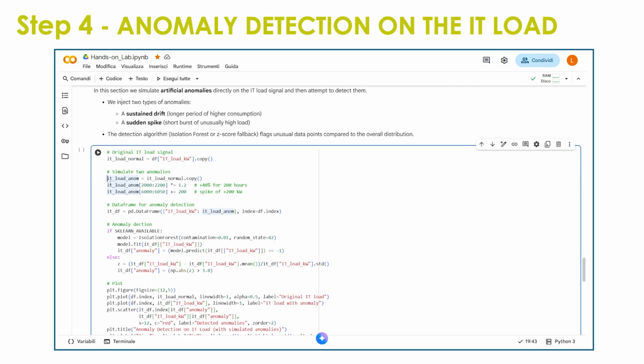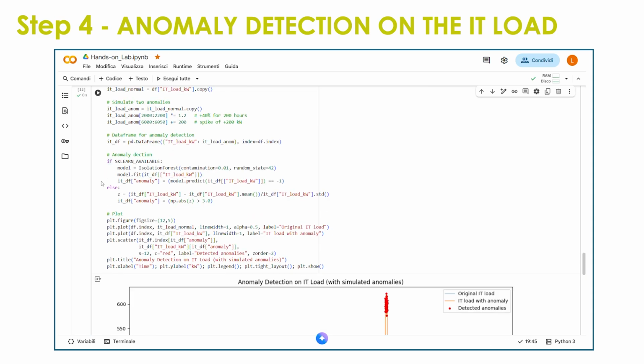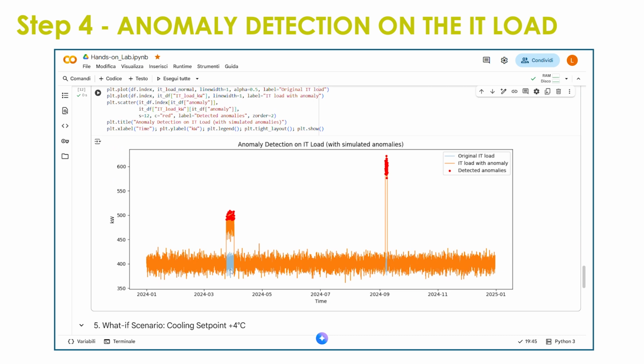So we create a new vector, the IT load anomaly, and we suppose that we have a raise of 20% for 200 hours and a spike of 200 kilowatts for 50 hours. By running the plot, we can see in blue the original IT load, which is quite constant over time, and then we can see the anomalies. We have the anomaly for the longer period, smaller in amplitude, and then we can see the spike of 200 kilowatts. We ran the anomaly detection using the isolation forest, and as we can see, this algorithm is able to identify these anomalies, and this can be useful to detect inefficiencies in the system.